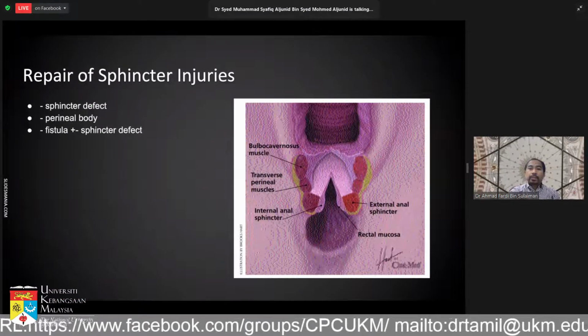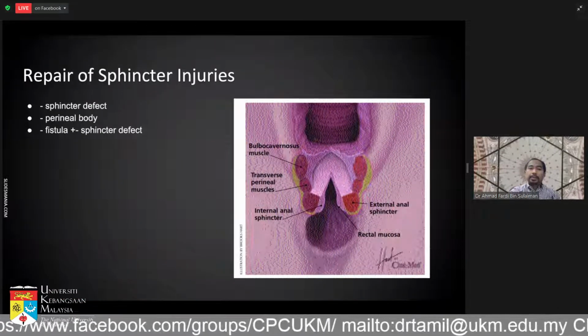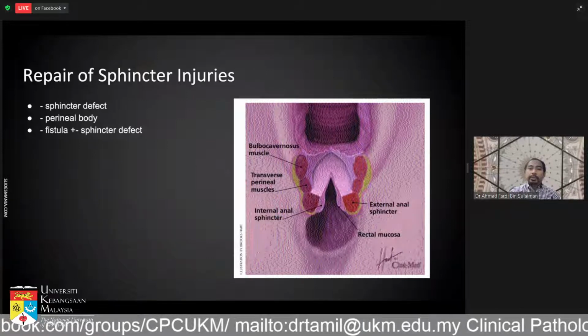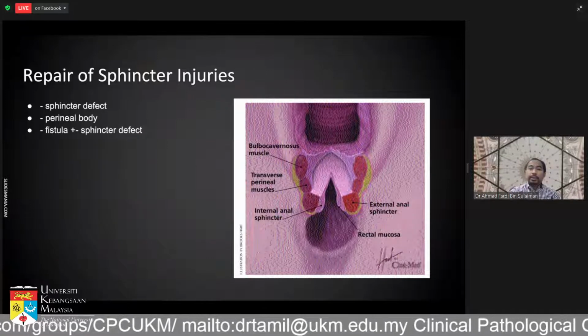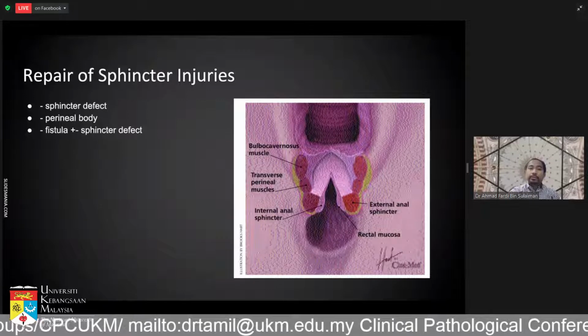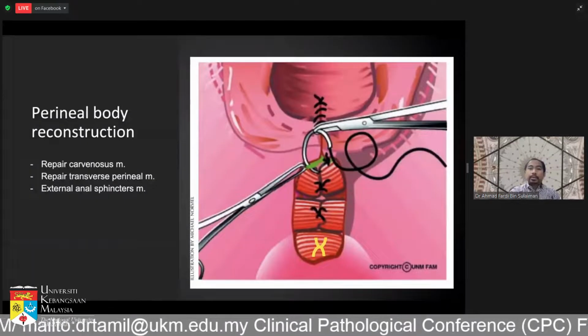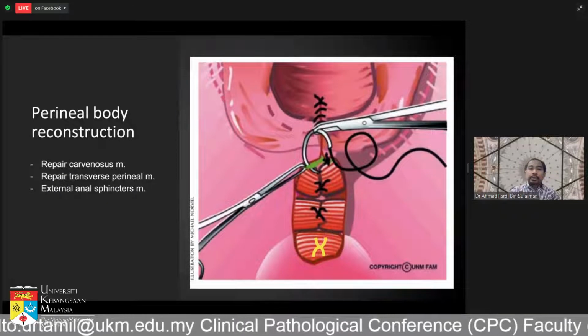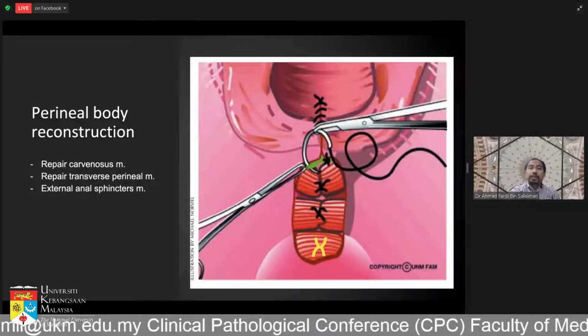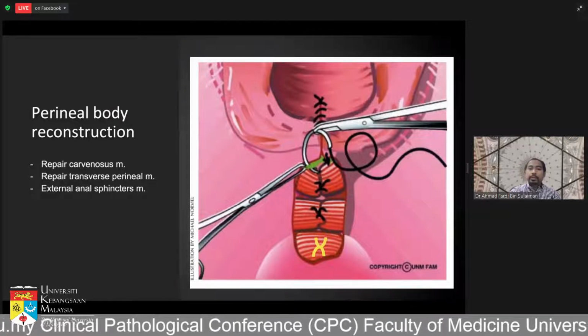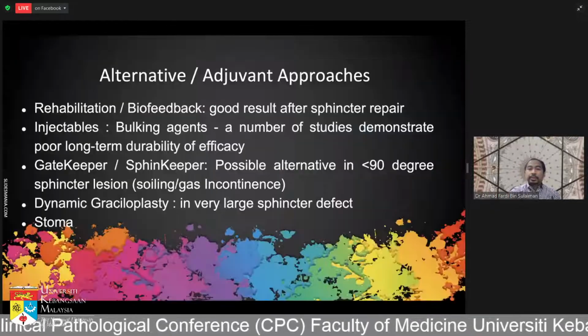In the repair of the sphincter injury, we need to address the sphincter defect, recreate the perineal body, and plus minus we need to identify the possibility of fistula in certain cases. There is overlap and end-to-end repair, and the reconstruction of the perineal body by means of repair of the bulbocavernosus muscle, repair of the transverse perineal, and also repair of the external anal sphincter muscles.